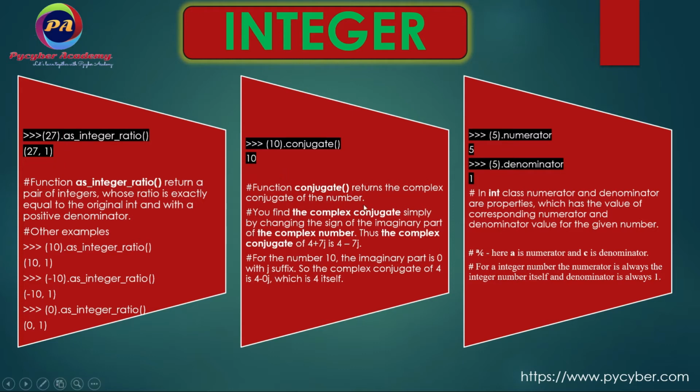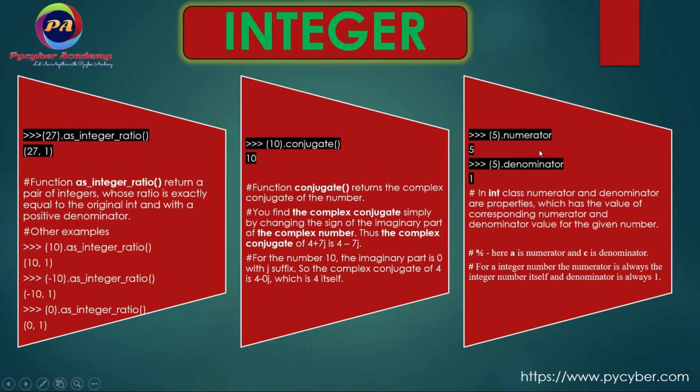Conjugate. So the function conjugate returns the complex conjugate of the number. And what is the complex conjugate? You find the complex conjugate simply by changing the sign of the imaginary part of the complex number. Thus, the complex conjugate of 4 plus 7j is 4 minus 7j. That means for the number 10, the imaginary part is 0 with a j suffix. So the complex conjugate of 10 is 10 minus 0j, that means 10.